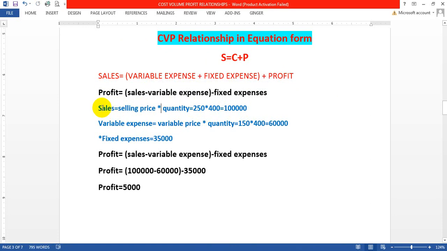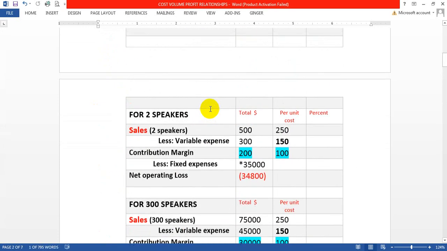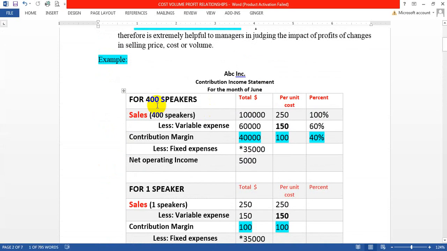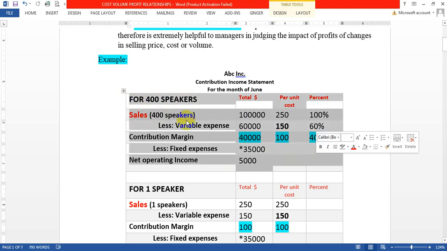What was the selling price in the previous contribution format income statement? 250, and the quantity was 400 speakers, right? I took 400 speakers. I'm not discussing the whole things like 350 and 250 and 2 and 1. I took first only one example, that is 400, right? And check this profit. I'm working for this. I'm doing equation format only for this one, right?